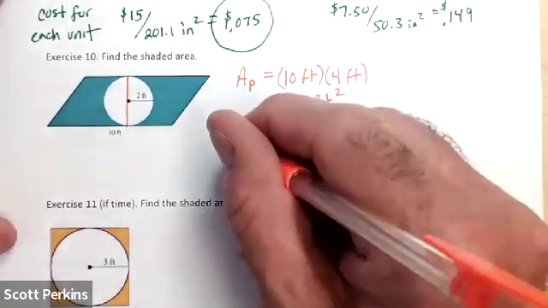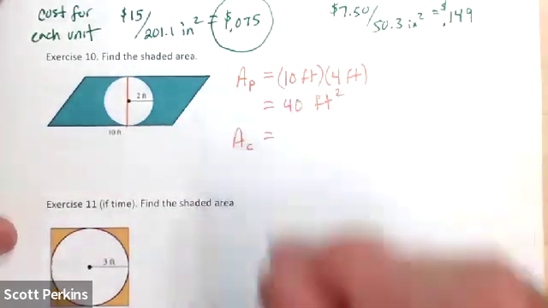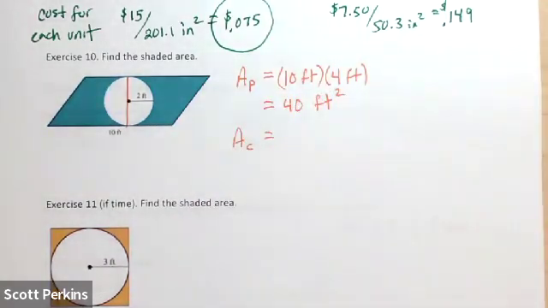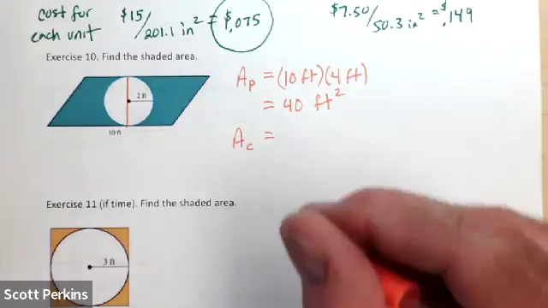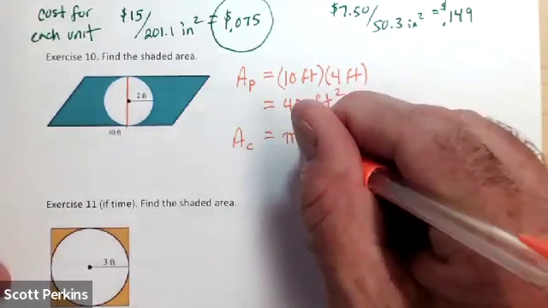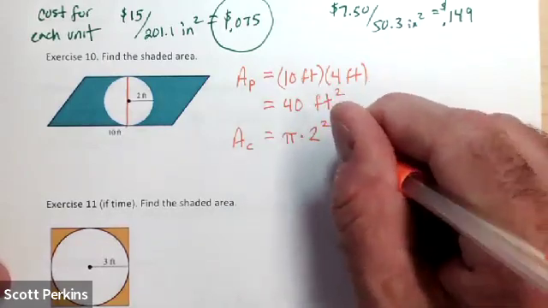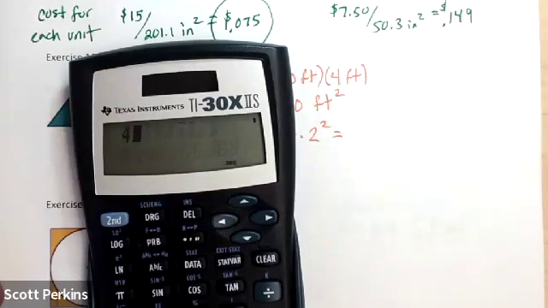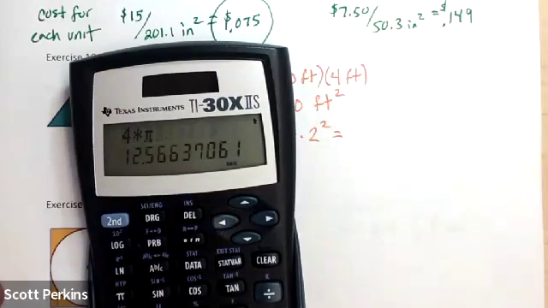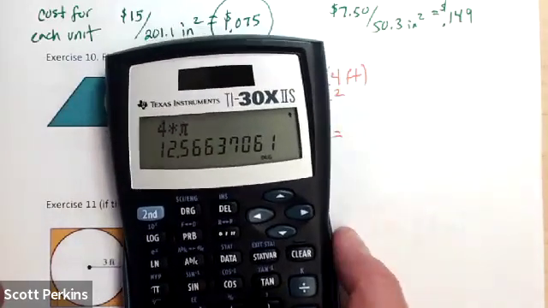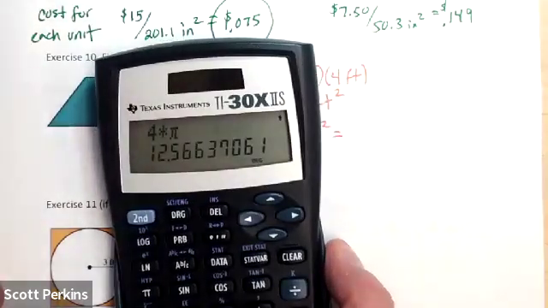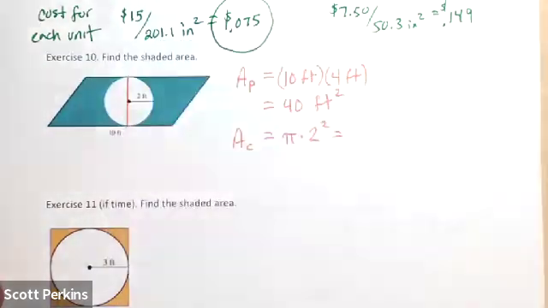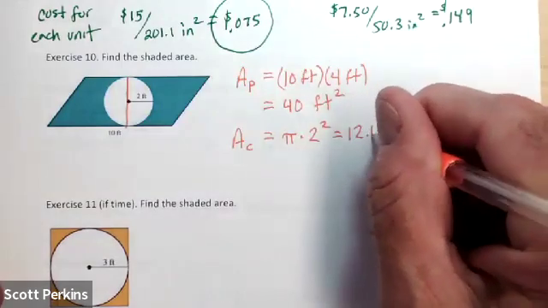Then I'm going to do the same thing for the circle, which we've just started talking about. So the area, I'm going to use a little subscript C. And the area of a circle is pi r squared. So in this case, that's pi times 2 squared, or in other words, 4 pi. And so when I go into my calculator, 4 times pi is equal to 12.566. So rounded to the 10th is 12.6 feet squared.